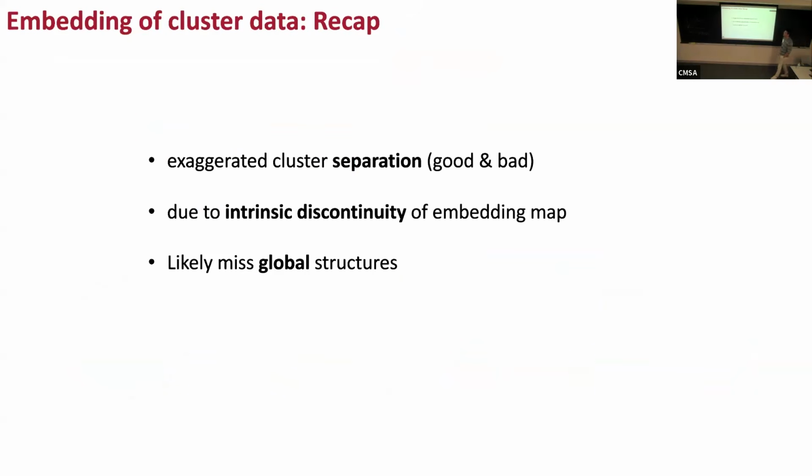So for this last stage, the embedding stage of clustered data, we know that this algorithm by design exaggerates cluster separation. It's both good and bad, depending on what you need. If your goal is just to recognize those clusters, perfect. That's why people like UMAP. However, if your goal is to interpret the relative positions and relationships between those clusters, it might be dangerous. Or if you want to interpret your visualization as an honest isometry of your high dimensional data.